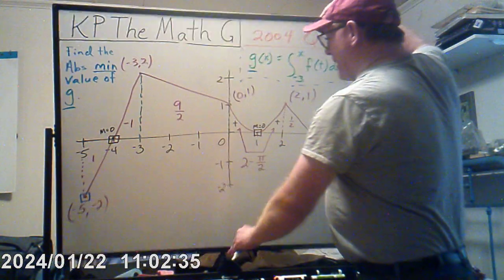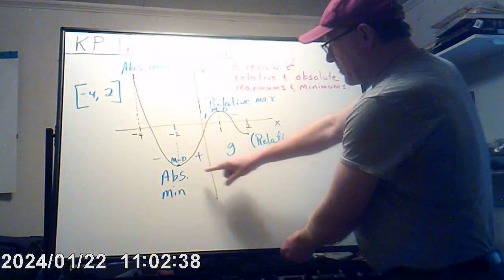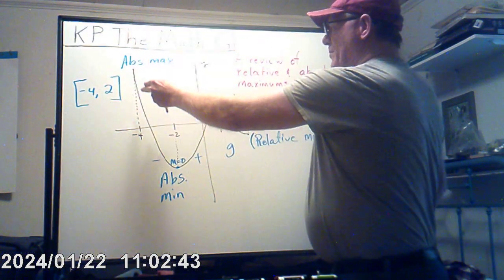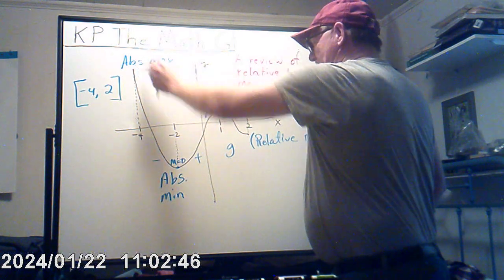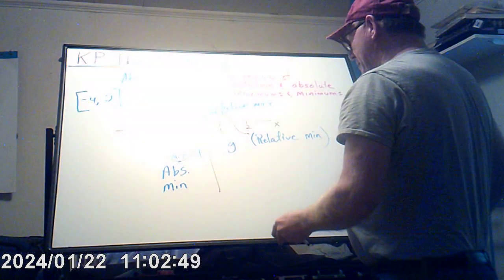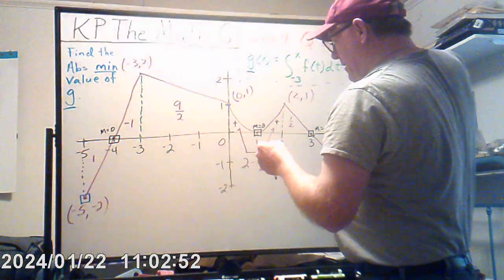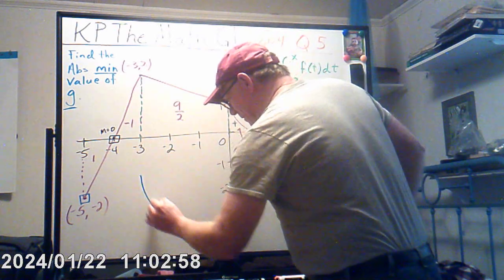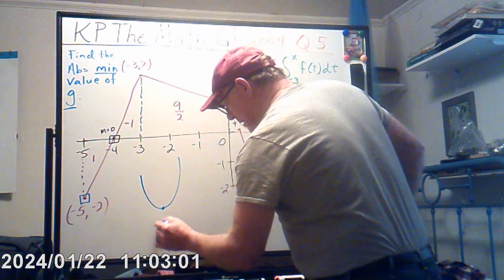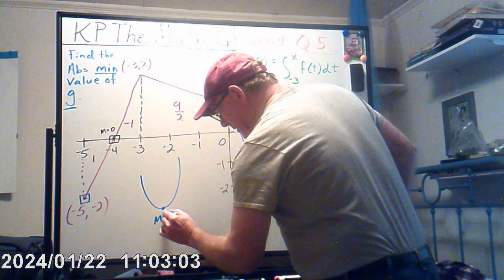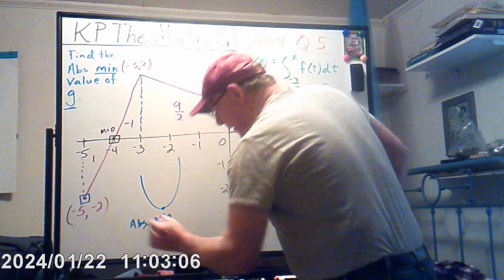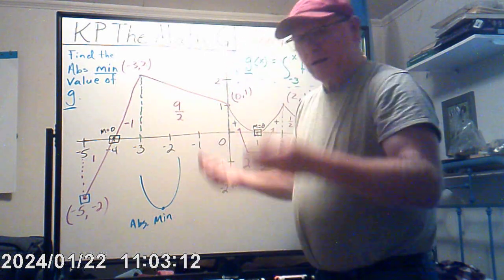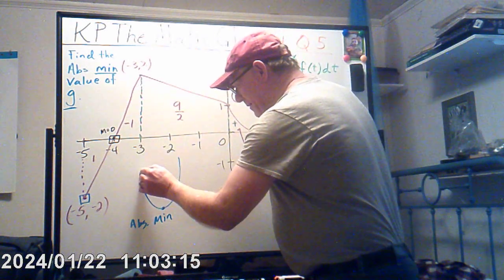On the other side, we did have an absolute min, and it was not one of the endpoints. We did have an absolute max, it was one of the endpoints. So we have to see where all this is. Now, a min is like this. This would be a min. As a matter of fact, this is an absolute min, because it's the absolute lowest point on this graph here. That's what that means.